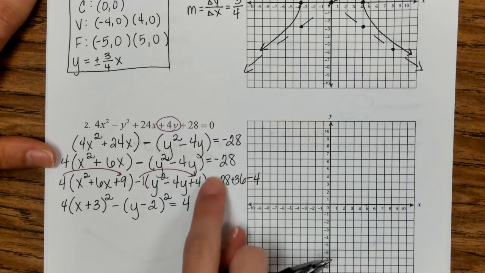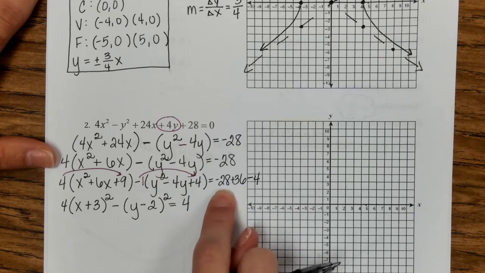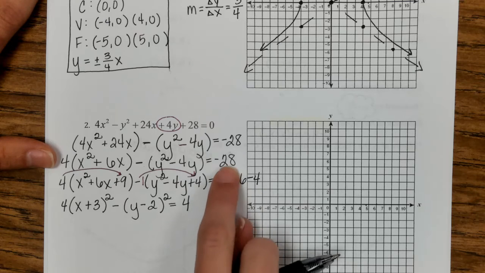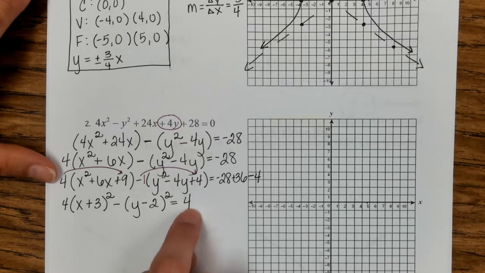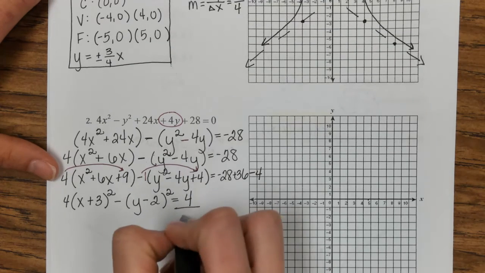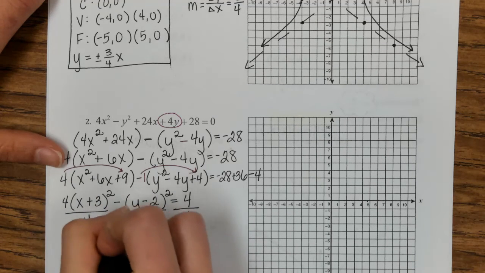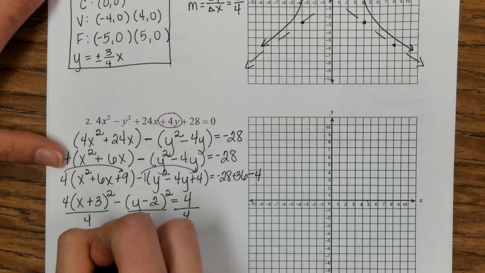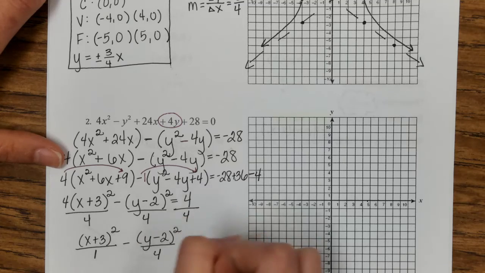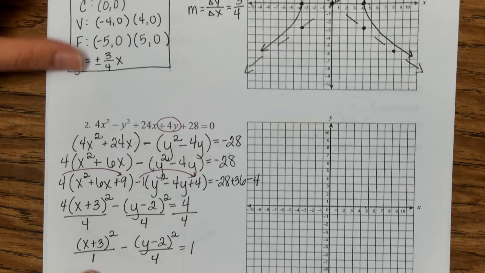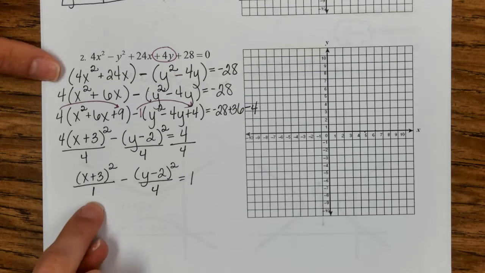Now, when you are doing your work, I want to see this right here. I assume that y'all would know that, but I've been seeing that on the quiz where it just jumps from negative 28 to 4. I've got to see what's happening in the middle. Okay? Now, I need this equal to 1, so I'm going to divide by 4. So my equation is going to be x plus 3 squared over 1 minus y minus 2 squared over 4 equals 1. Make sure that if you are dividing and you get a 4 over 4 or 5 over 5, you put the 1 as the denominator.